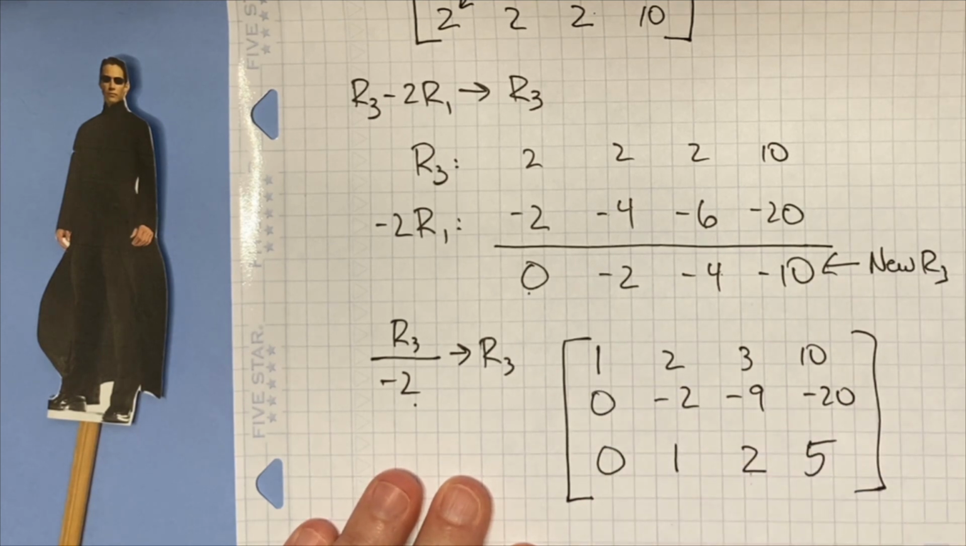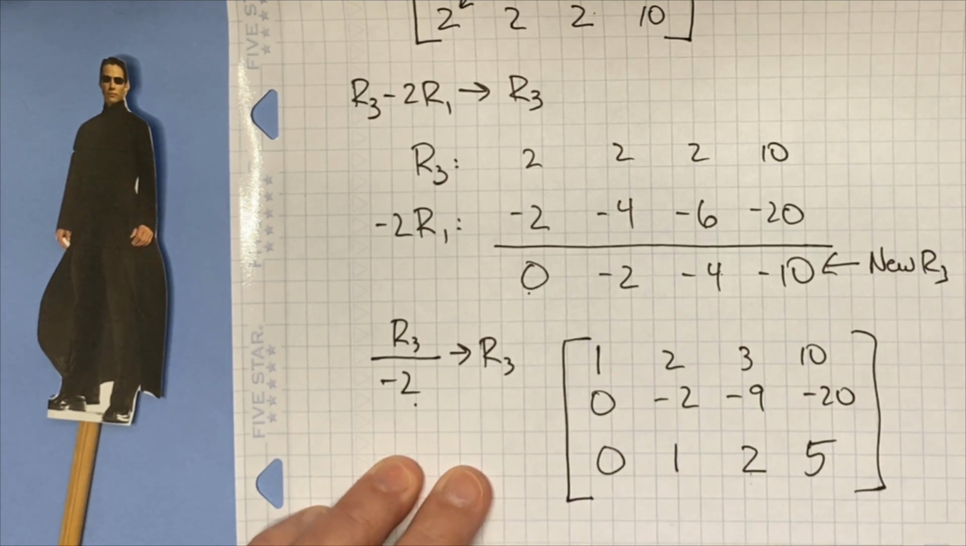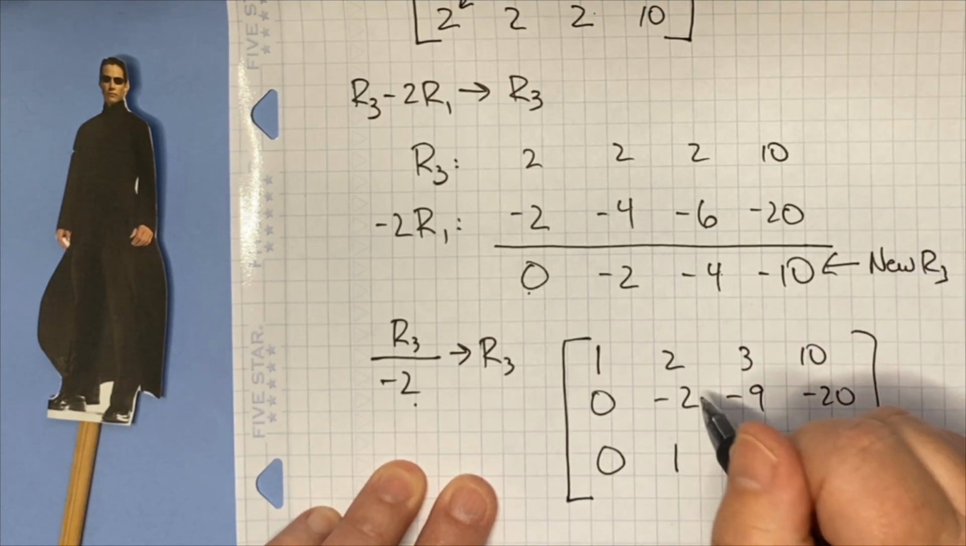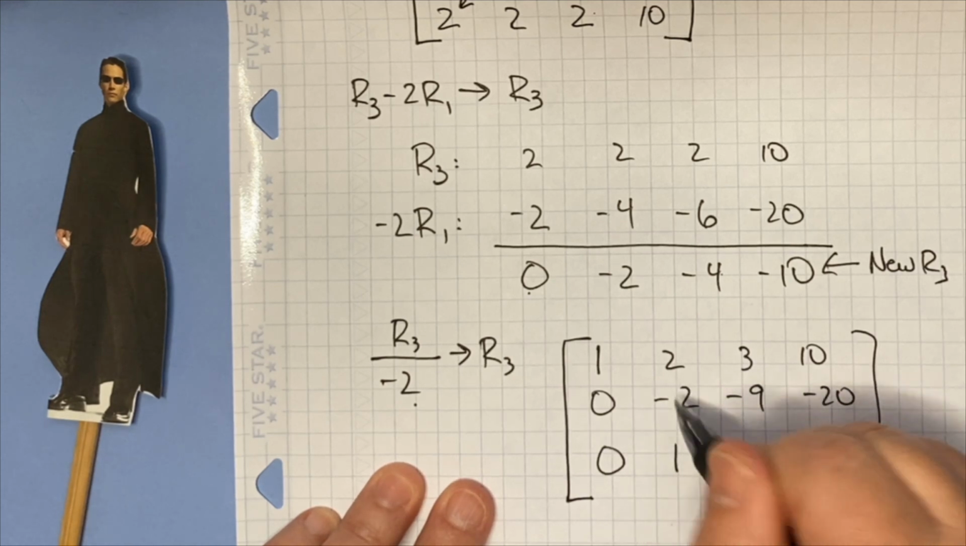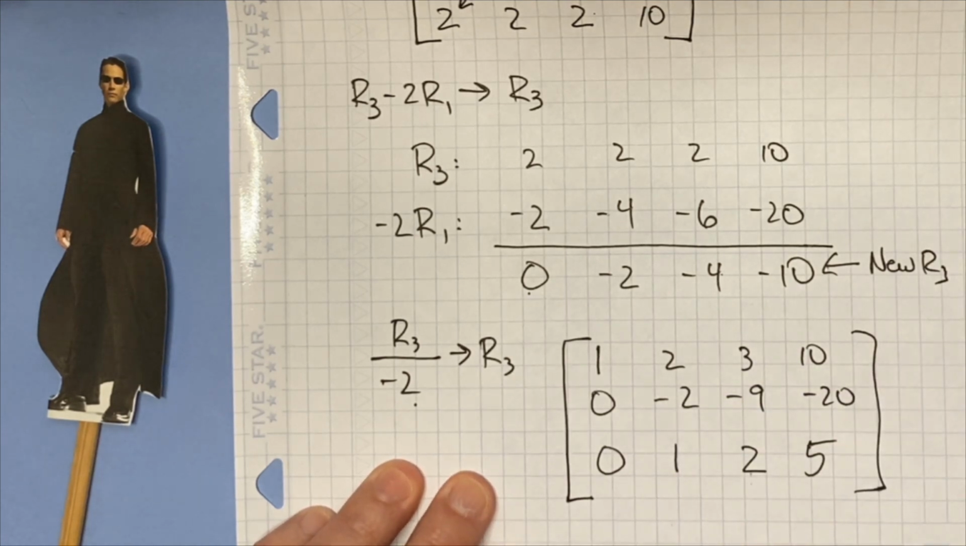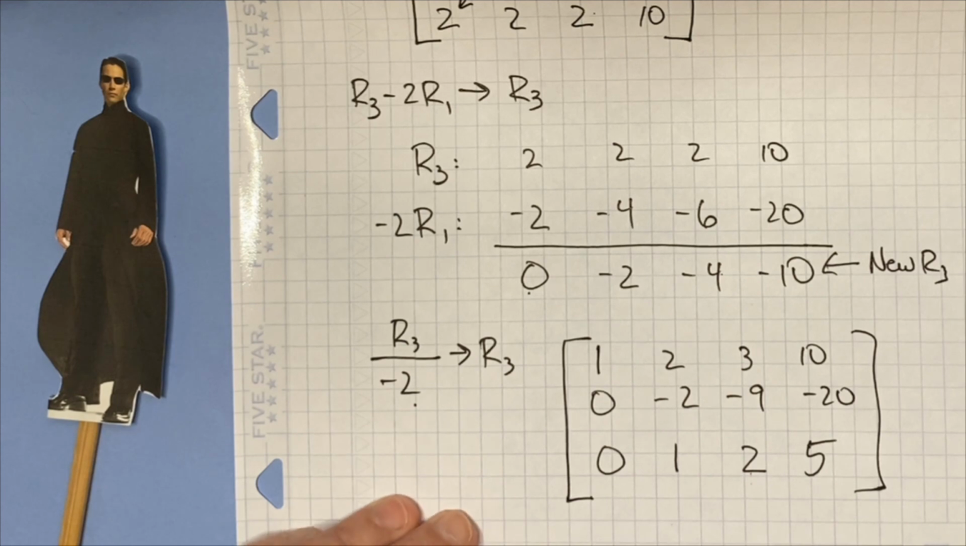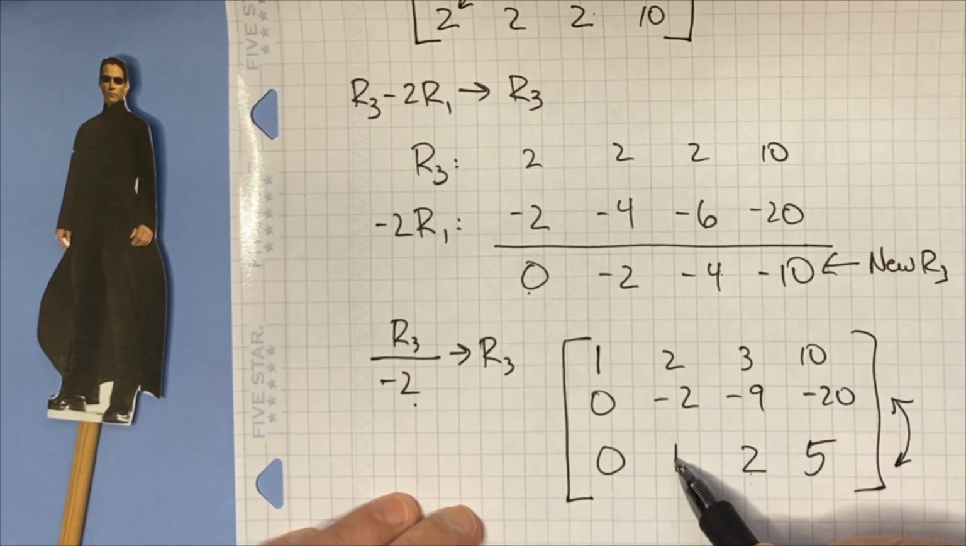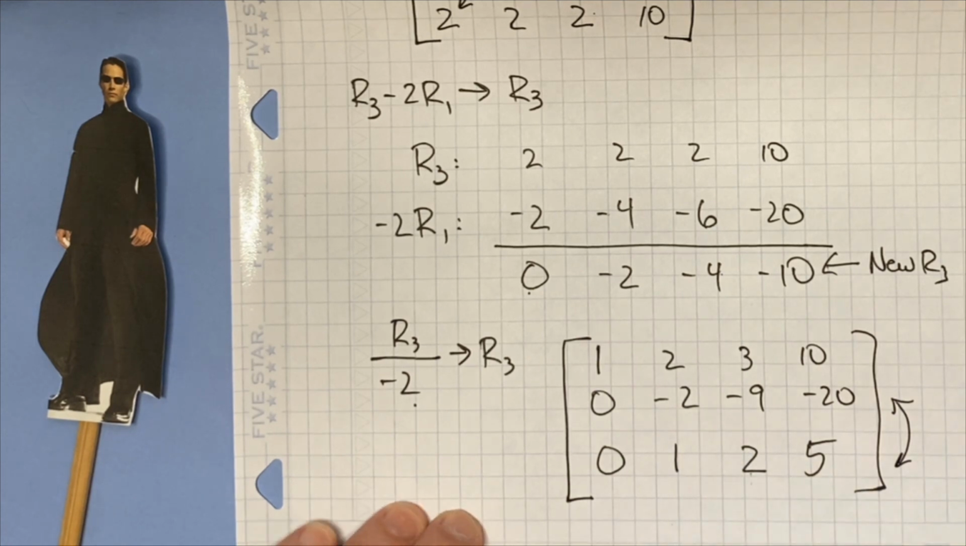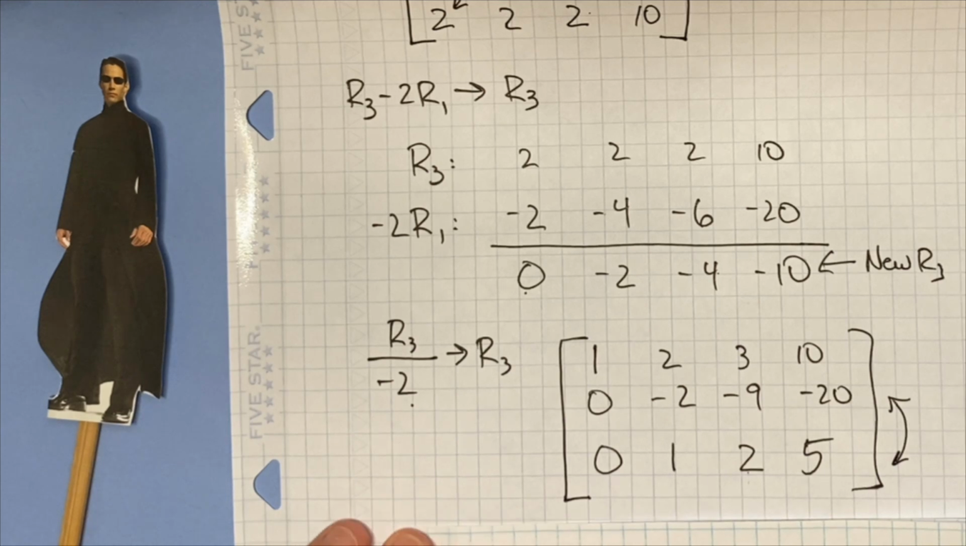So, okay, next up, let's hope I don't run out of paper. Next up, I'm going to be going for a 1 right here. Now, I could make a 1, or what if I swap these two so that this 1 comes up here and then I don't have to do any work? That seems really nice. I'm going to switch row 2 and row 3.